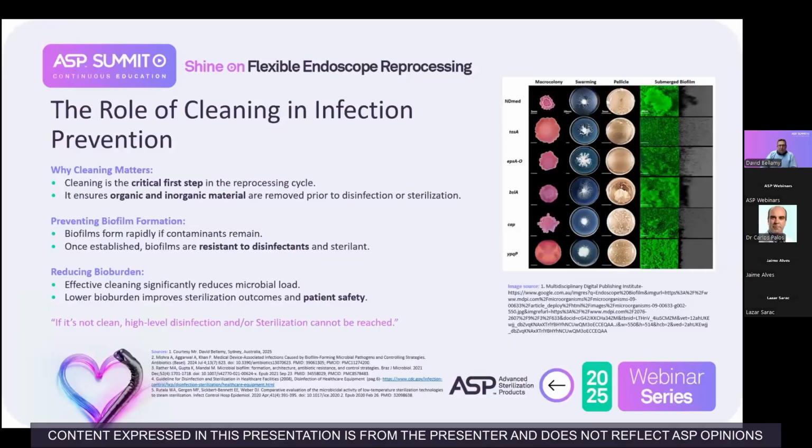So, to quote a fundamental principle in infection prevention, as we all know, if it's not clean, high-level disinfection and/or sterilization cannot be achieved. And this is what underscores that cleaning is not an option. It's not negotiable. It's a prerequisite to achieve microbiological safety.